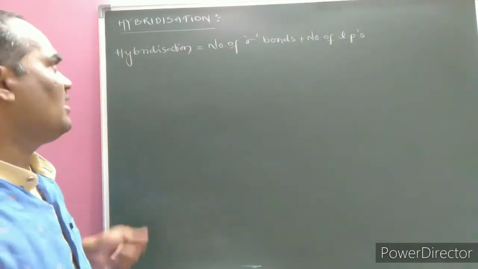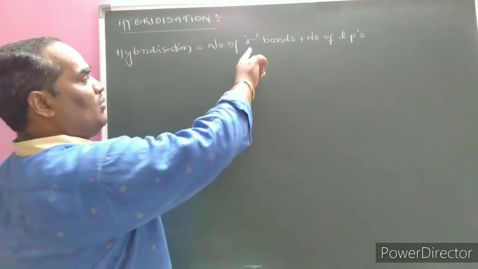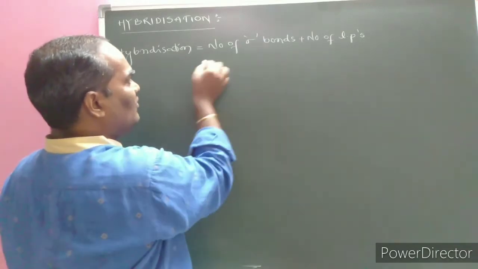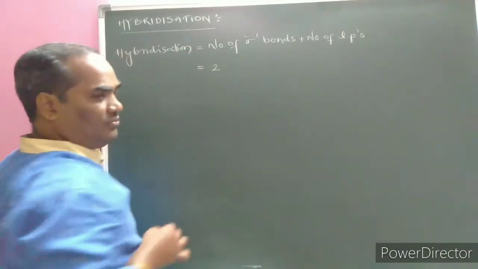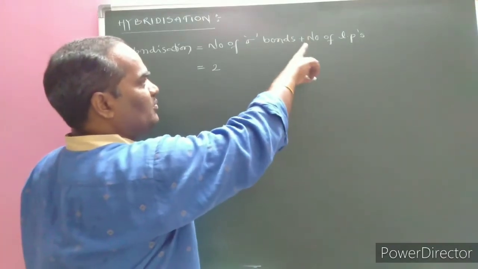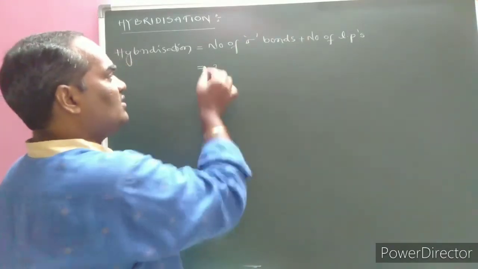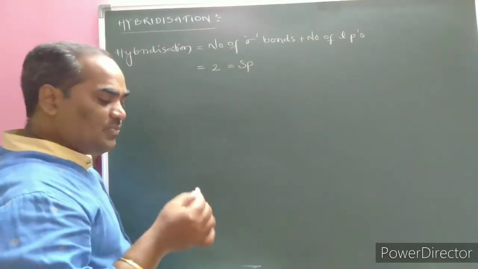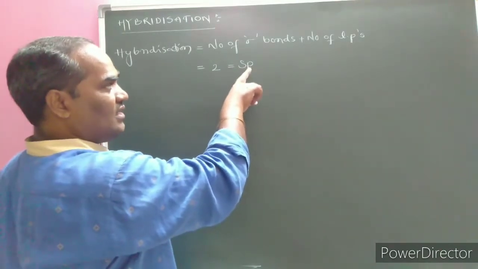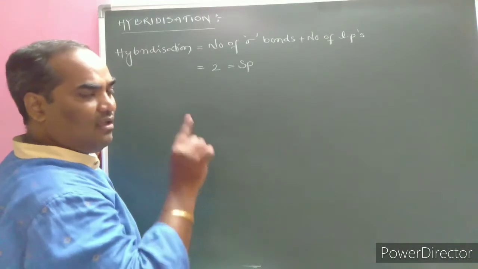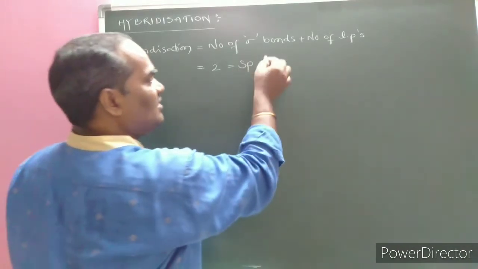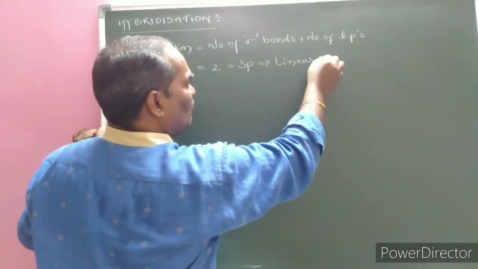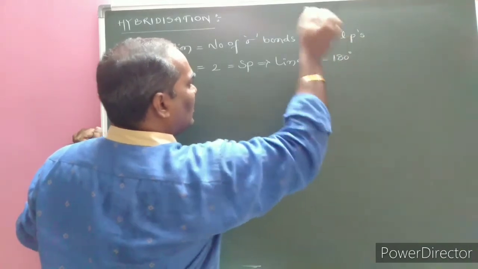What is the formula to calculate hybridization? The simple trick is the number of sigma bonds plus the number of lone pairs of electrons. If this value is equal to 2, what is the hybridization? It is sp. In sp hybridization, one s orbital and one p orbital intermix, and as a result the hybrid orbitals are arranged in a linear geometry with a bond angle of 180 degrees.